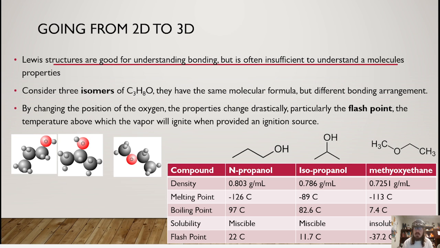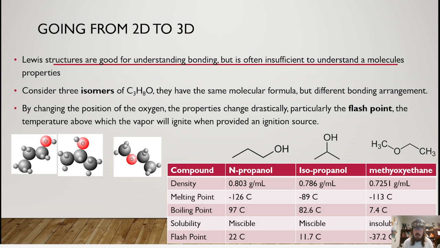By changing the position of the oxygen, the properties will change drastically, particularly the flash point, which is the temperature above which the vapor, which is always low-grade boiling. Most things will vaporize at room temperature, even water, just the amount is small. Well, it's the temperature at which the vapor will ignite, given an ignition source. So if you have like an open fire nearby, it's going to go up, even if you don't touch the fire to the liquid.